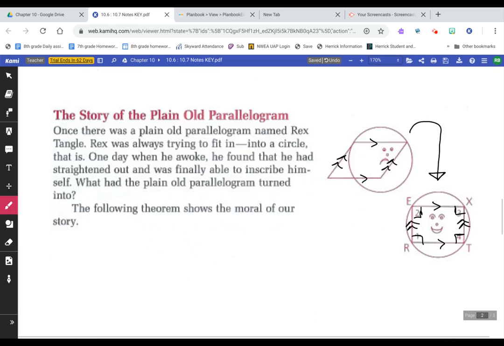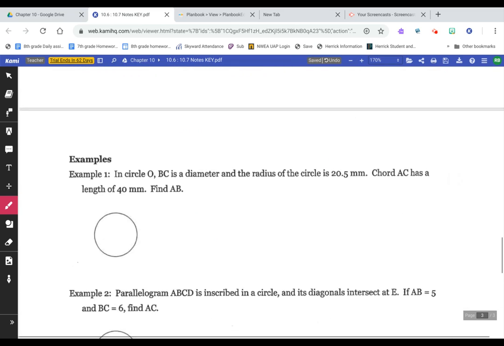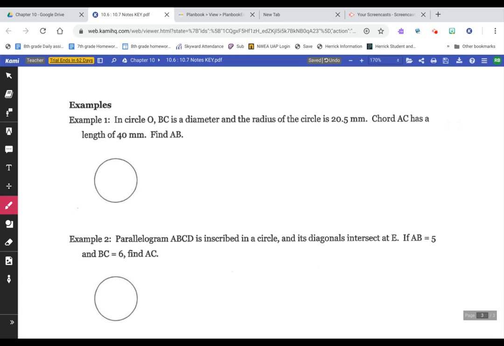All right. Let's do some examples. Example 1. In circle O, so we'll put an O here, BC is the diameter. So we have B to C. And the radius of the circle is 20.5 millimeters. So we'll put 20.5 millimeters right there. Chord AC, so from C we'll draw point A. It has a length of 40 millimeters. They would like us to find AB.